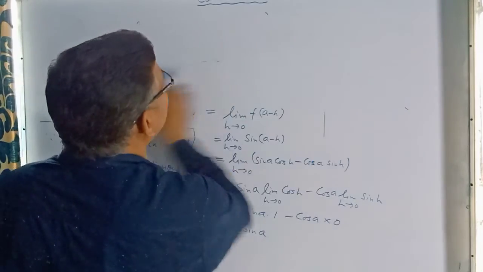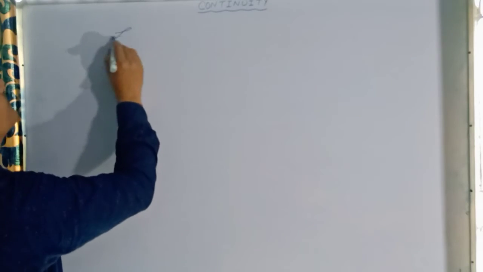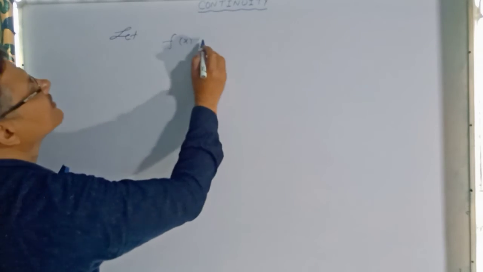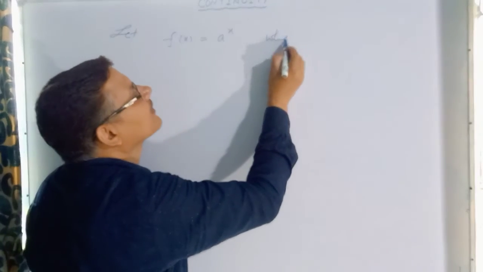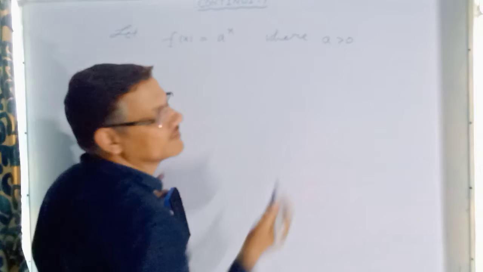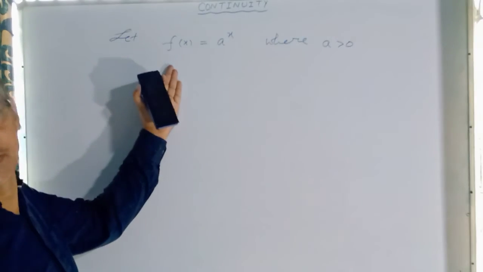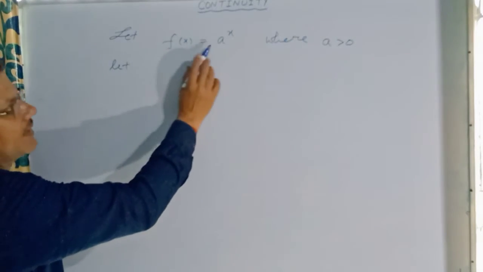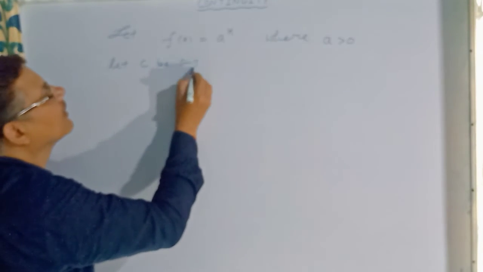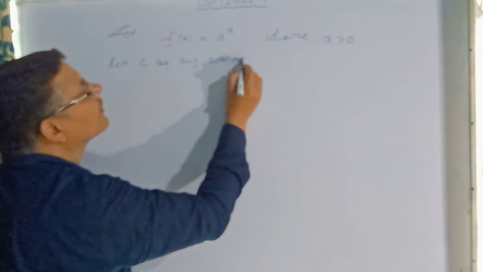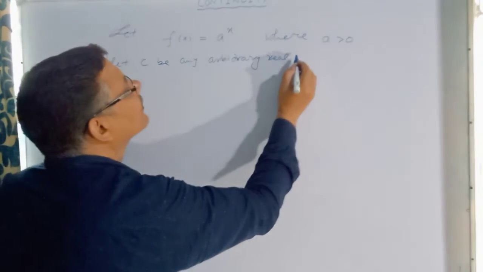Next, we are going to deal with exponential functions. In the exponential function, I wish to take f(x) equal to a to the power x, where a is greater than 0. Again, we wish to prove it is everywhere continuous. So, here a is already used, so just take some other point. Let c be any arbitrary real number.